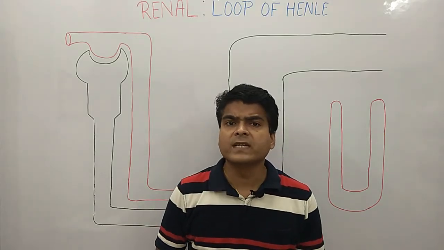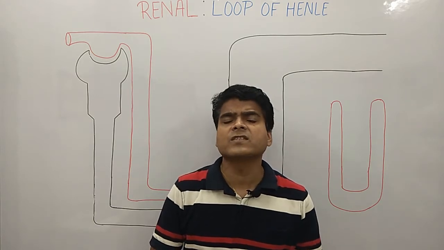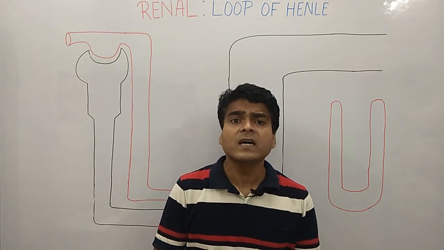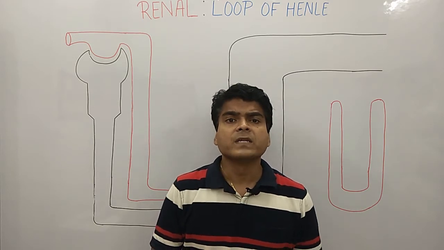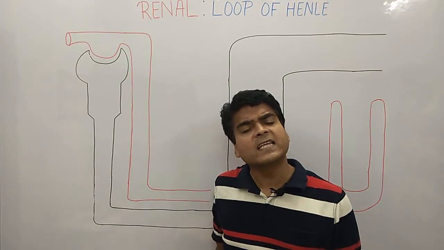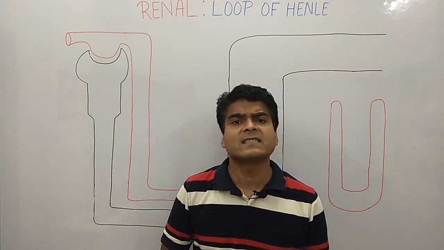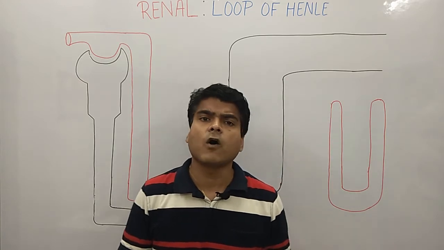Today we are going to discuss renal physiology, and within renal physiology we are going to discuss the loop of Henle. In the loop of Henle we are going to discuss various mechanisms: what happens with the ions and water, and what happens with the osmolality.